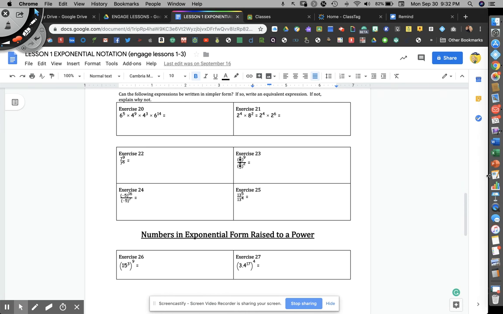All right, let's try 22 through 25. Actually, let's try 20 and 21 first. I apologize, I jumped the gun. If you notice, 20 and 21 are written a little differently. 20 has two different bases. We have a base of 6 and we have a base of 4.